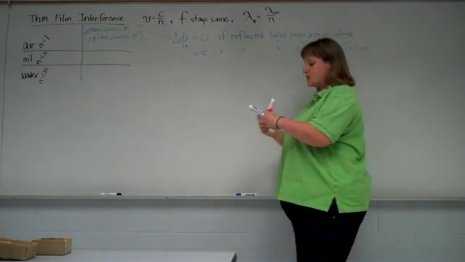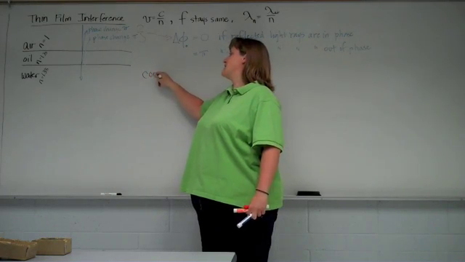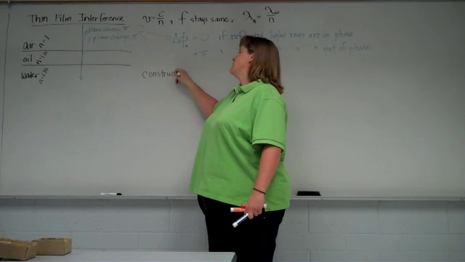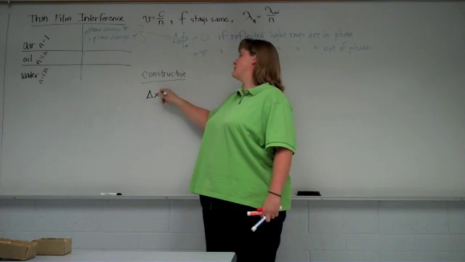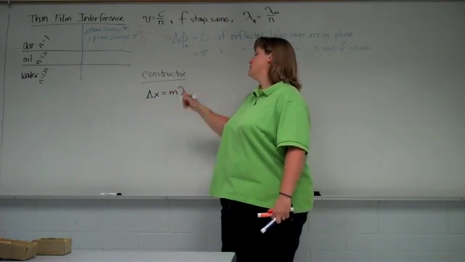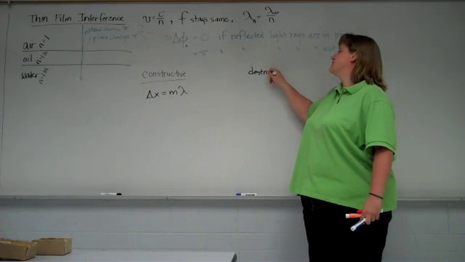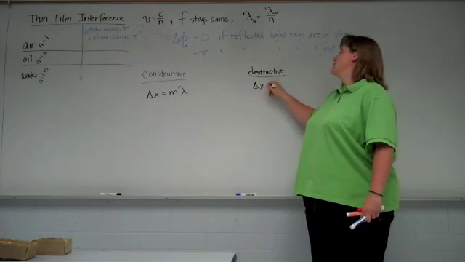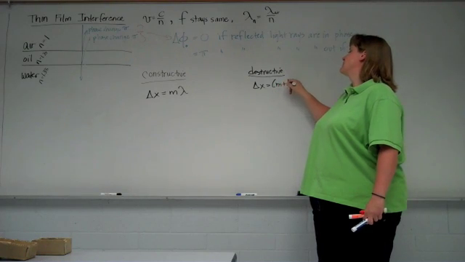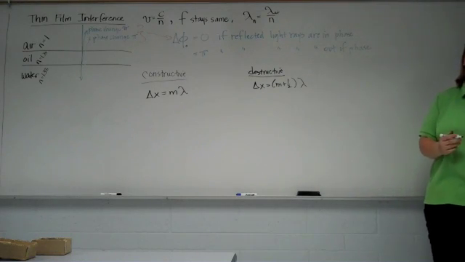Which means the equations that we derived yesterday, or last time, for perfect constructive interference, delta x will be m lambda. For destructive interference, delta x will be (m plus 1/2) lambda. So the equations we derived are still perfectly valid.